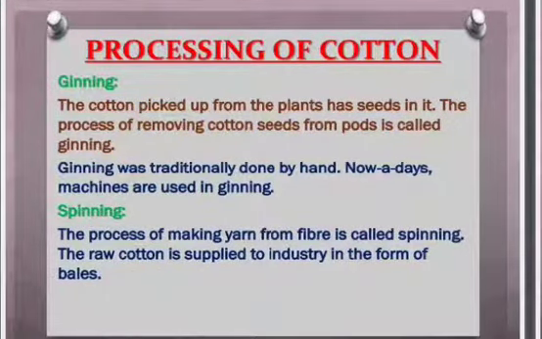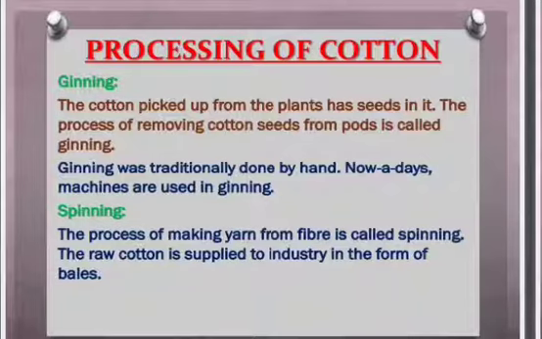Processing of cotton. First step is ginning. The cotton picked up from the plants has seeds in it. The process of removing cotton seeds from the pods is called ginning. Ginning was traditionally done by hand. Nowadays, machines are used in ginning. Spinning: the process of making yarn from fiber is called spinning.